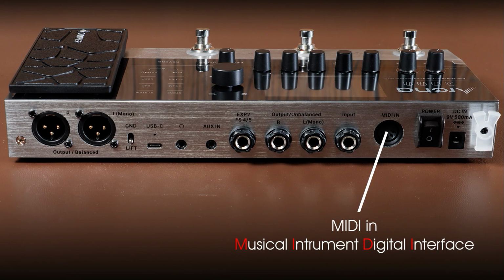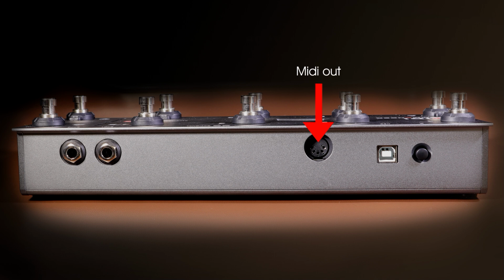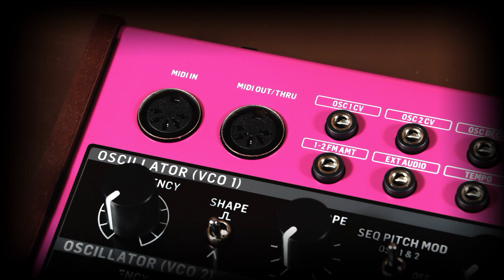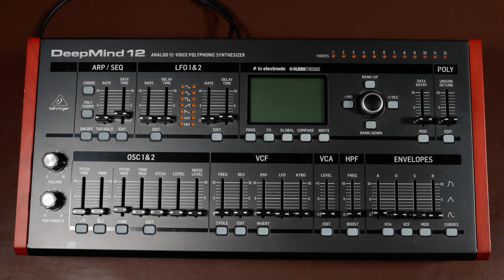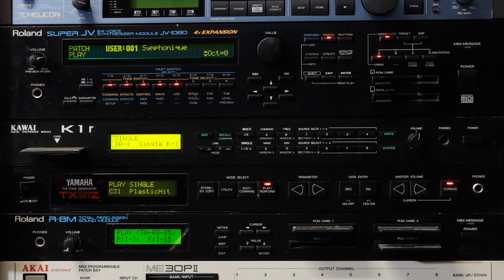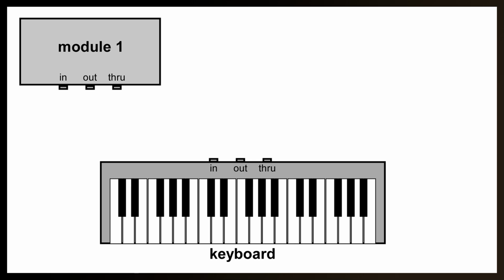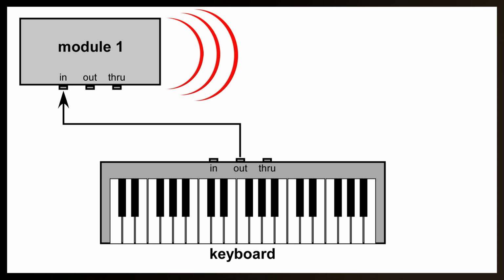The in socket receives instructions from other devices, and the out socket will send instructions to other devices. So, for example, if you've got a synthesizer module or a sound module, this is basically a keyboard without the keys, and the only way you can play those sounds is using an external keyboard. So you'd connect the MIDI from the out on the keyboard to the in on the module. And with this setup, whatever you play on the keyboard, you'll hear coming from the module using the module sounds.